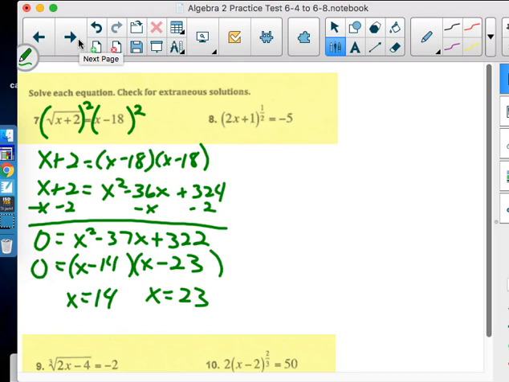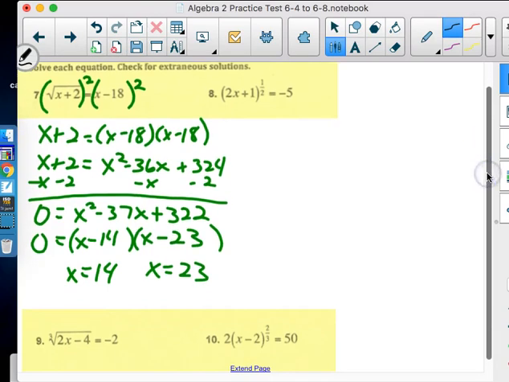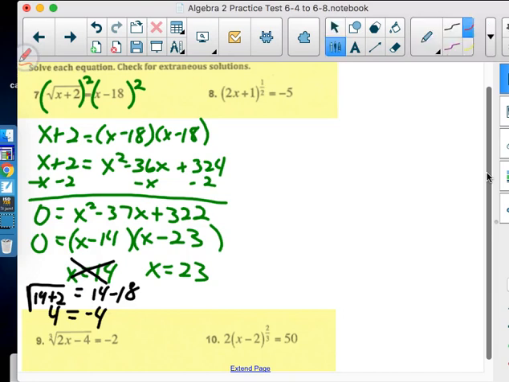So, let's see. I didn't leave myself a lot of space for checking, did I? Move this down a little bit. Alrighty, so the original said the square root of, and we'd be putting 14 plus 2 in there, equals 14 minus 18. Okay, well, 14 plus 2 is 16. Square root of 16 is 4. Uh-oh. What do we get on the right-hand side? Negative 4. 14 was extraneous.